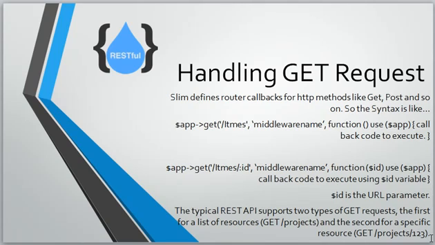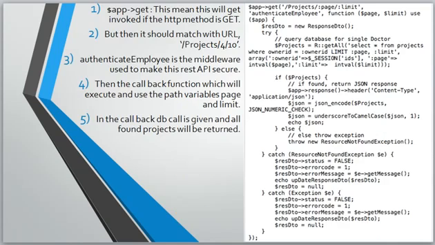Now let's see how to write the actual code. 1. $app->get. This means this will get invoked if the HTTP method is get. 2. But then it should match with the URL /projects/4/10. 3. Authenticate employee is the middleware used to make this REST API secure and allow authorization. 4. Then the callback function which will execute and use the path variables page and limit. 5. Then the object of response DTO is created.